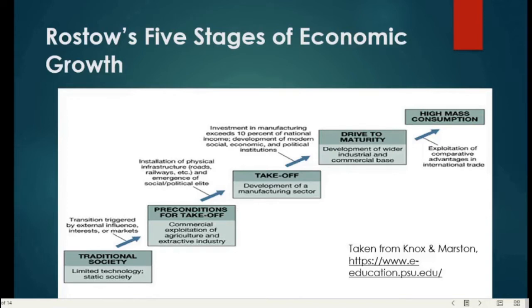And then he emphasized that transitions, especially triggered by external influence, interests, or markets, will make them want to change and prepare some preconditions for takeoff. So these preconditions include commercial exploitation of agriculture and extractive industry, some installation of physical infrastructure, and the emergence of a social political elite. And then it will proceed to takeoff if the preconditions are all fulfilled. Then there will be development of the manufacturing sector, and more investment exceeding 10%, and then it will drive the whole economy to maturity and development of a wider industrial and commercial base, before becoming a society of high mass consumption.